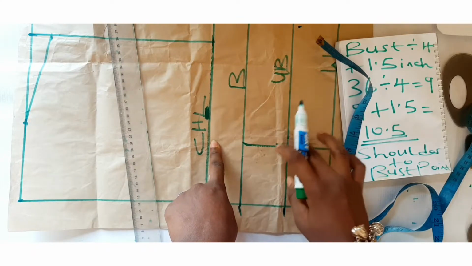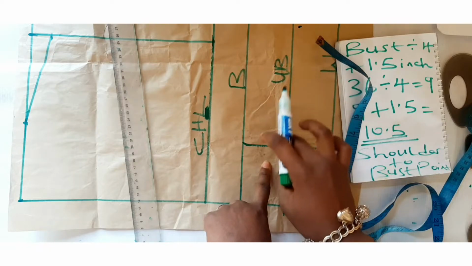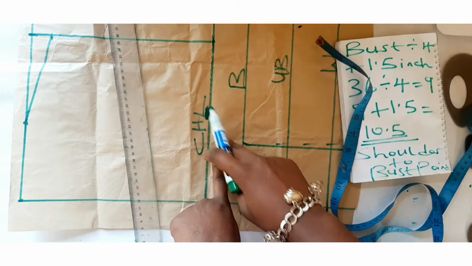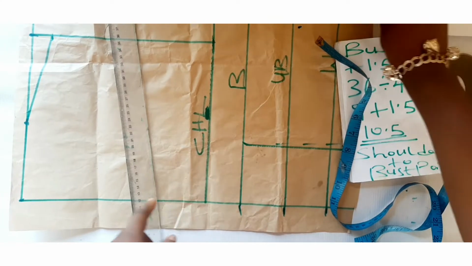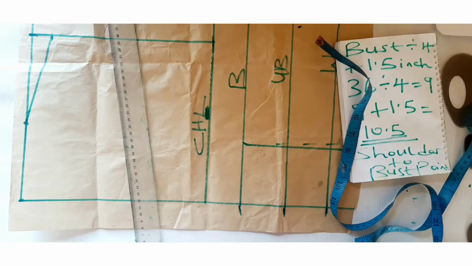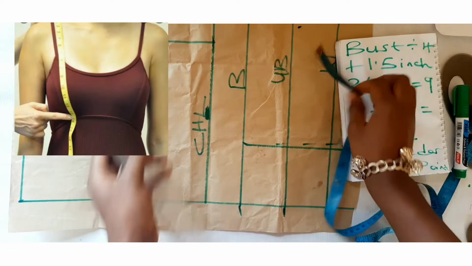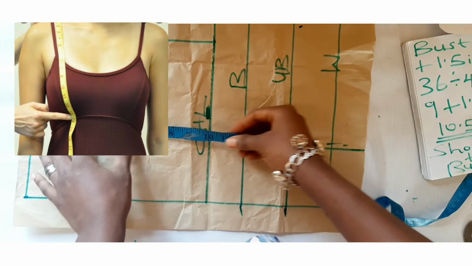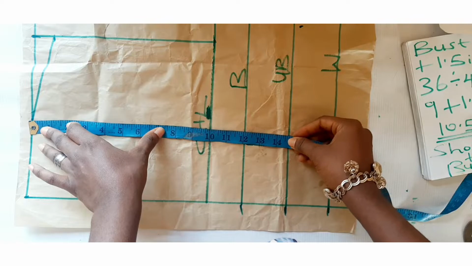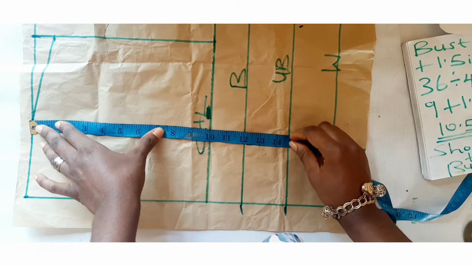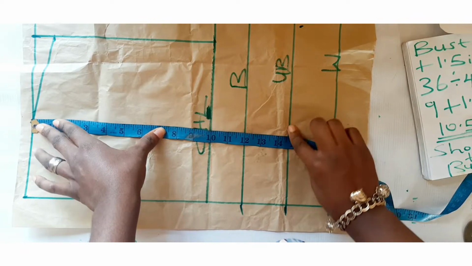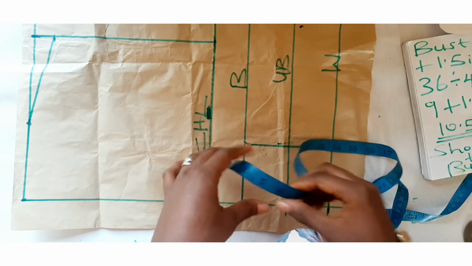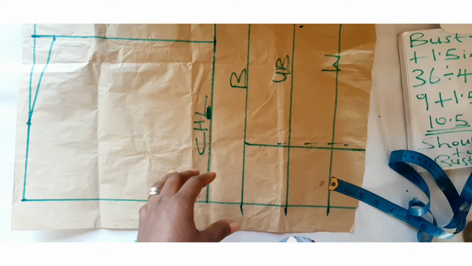We have talked about how to get nipple to nipple measurement, how to get shoulder to bust point, and how to get your chest line. Now I'm going to give you the formula of how to derive your shoulder to under bust. This is what I'm talking about. This is the shoulder to under bust. How do you derive this measurement from your shoulder to under bust? This is how to derive the measurements.